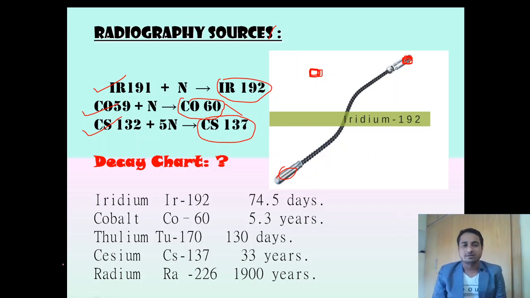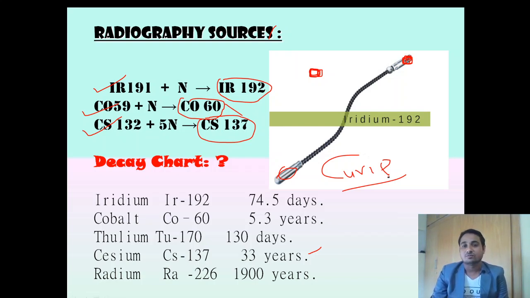Now in chemistry, you have learned the half-life of these radioactive substances. So basically, what is half-life? We are measuring the strength of these radiography sources in Curie. So when the strength of a source becomes half, in how many days, those days are called the half-life.